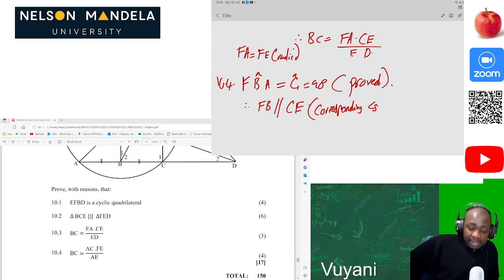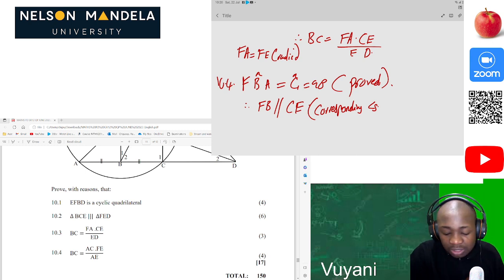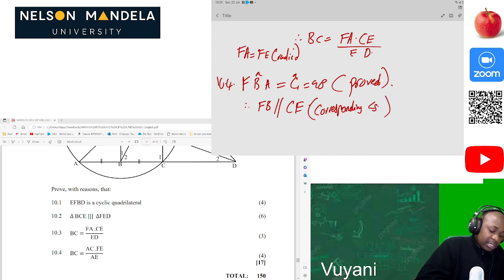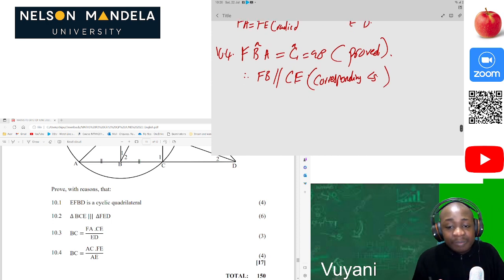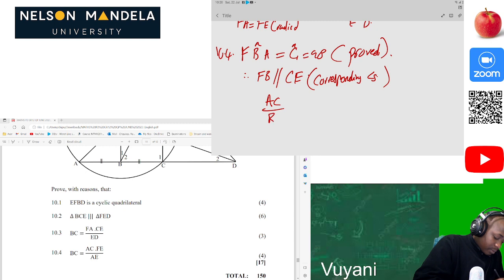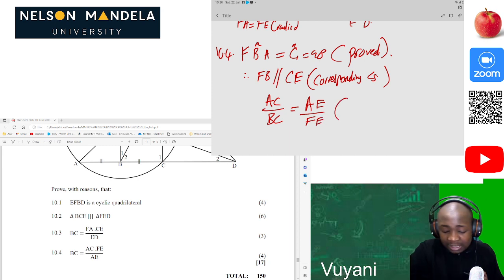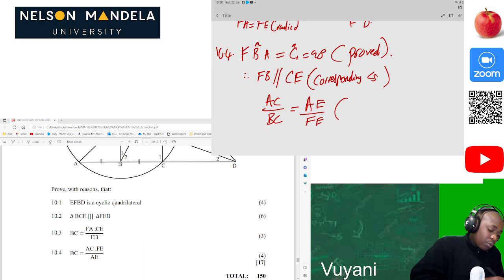Sorry about that, but yes. Since they are both equal to 90 degrees, therefore FB is parallel to CE. Those are our corresponding angles. Since these are corresponding angles, now we can introduce what you've been taught in grade 12, that's prop theorem. Then we can see that AC over BC is equal to AE over FE. What's the reason now? A line parallel to one side of the triangle, which is the prop theorem.